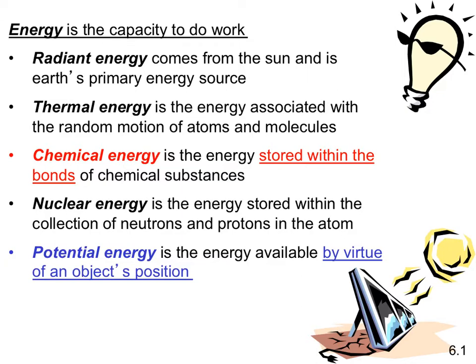And nuclear energy is the energy that's stored within a collection of neutrons and protons in the atom. So during radioactive decay or fusion or fission, basically we're going to be releasing energy as an element breaks down. Potential energy is energy that's available by virtue of an object's position. We've already discussed this in the previous slide.